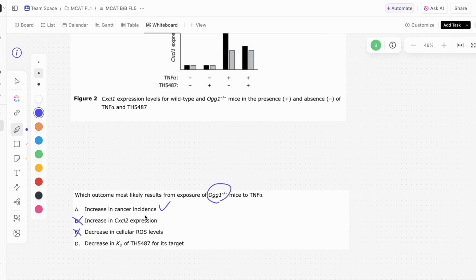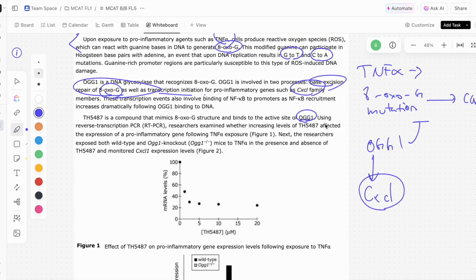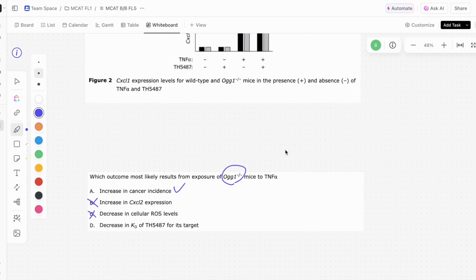It's a mutant. So we're not going to be really changing any of the properties of this non-existent DNA glycosylase in the mouse, since it doesn't even exist in the first place. We're not going to change the KD of this compound for its target, which is OGG1. So what are we going to do? We're not going to be doing that, which makes the most likely answer choice here A.